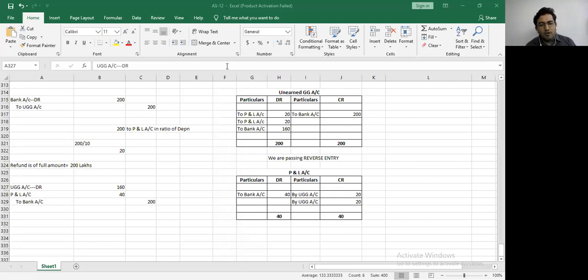What is the same law? First, take transfers from the unearned government grant account, and if the balance falls short, you transfer it to the profit and loss account. Right? Now, please understand what I'm trying to say. When you transfer to the credit side of profit and loss account, say for example, you receive government grant for revenue expenditure and you decided to credit the profit and loss account. Now at the time of refund, you will again debit the profit and loss.